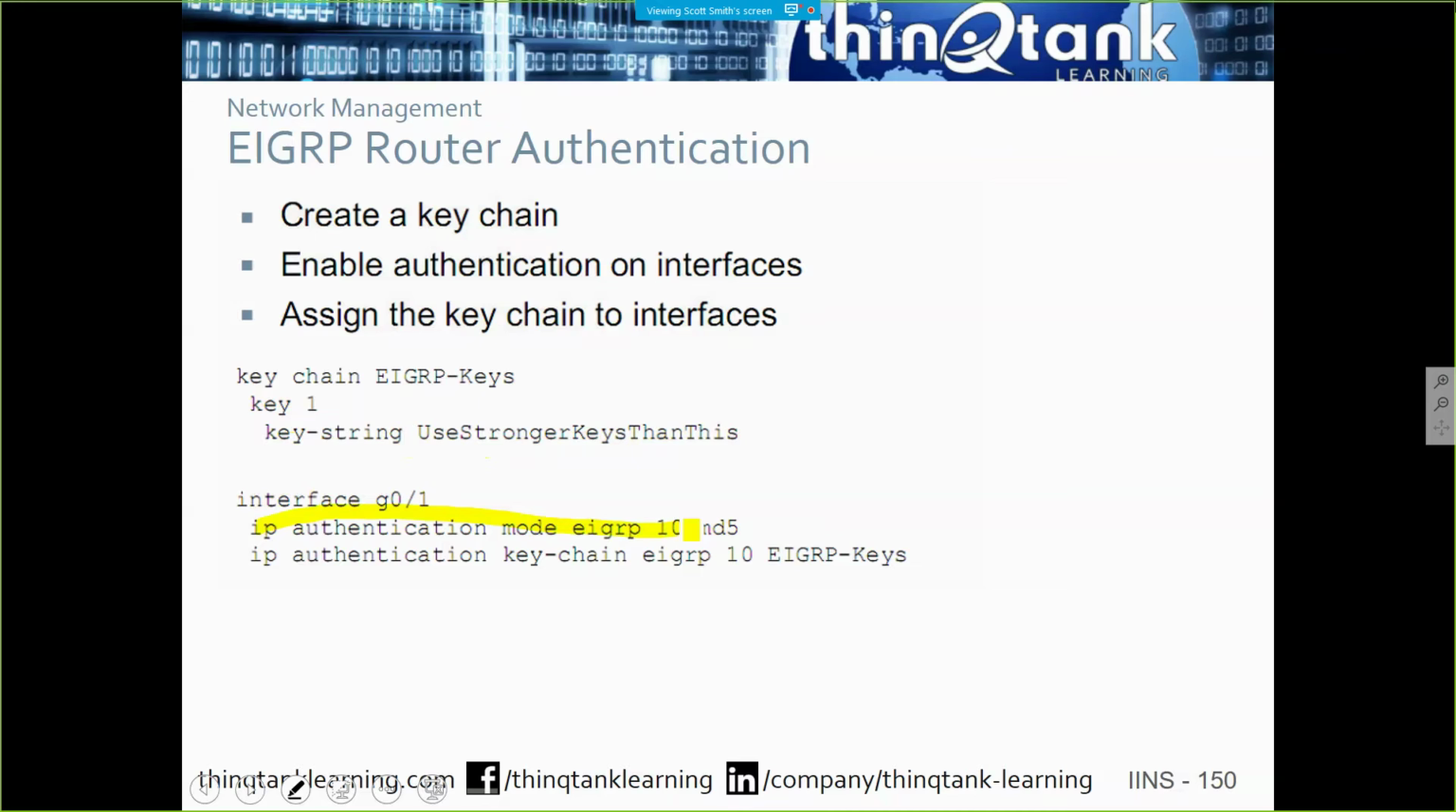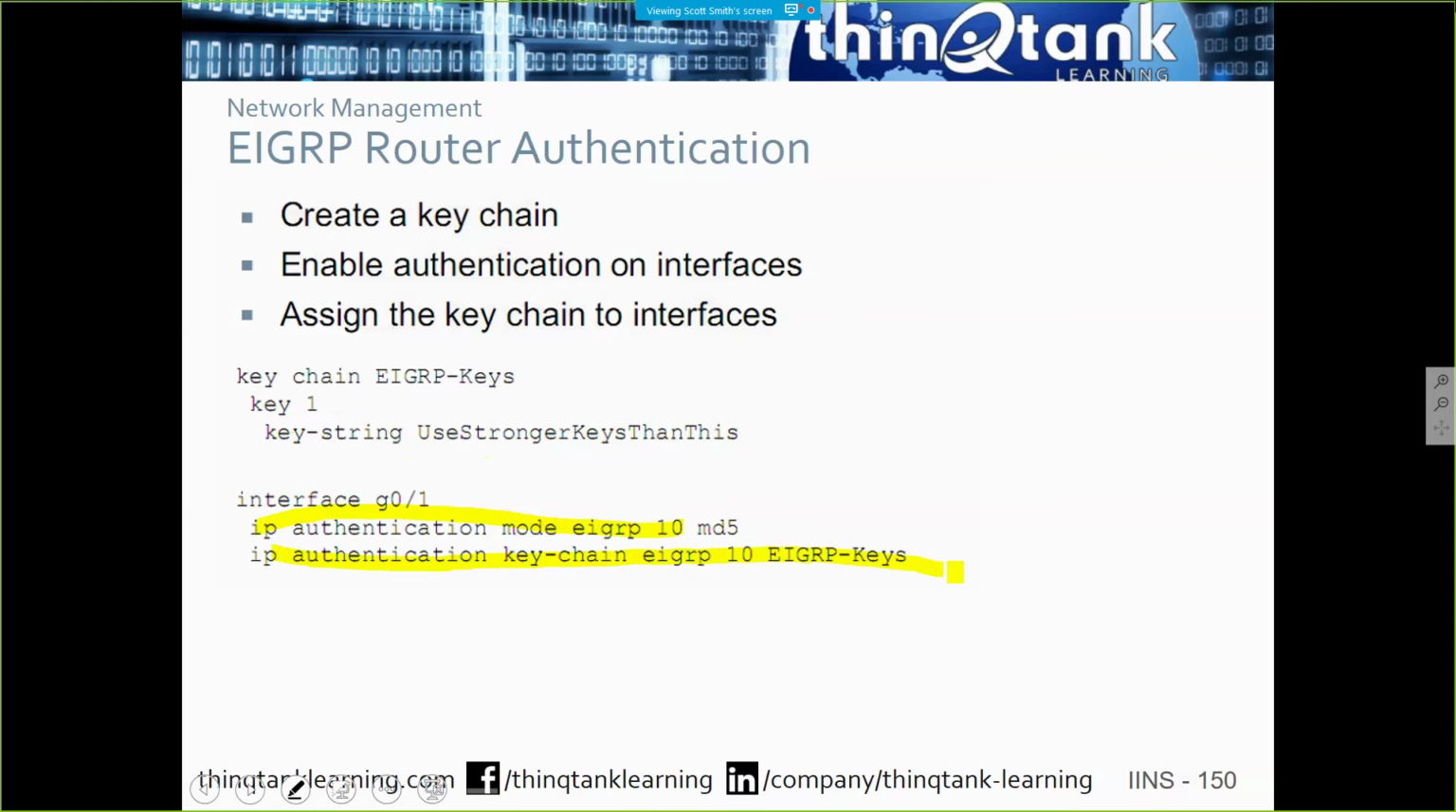So you can't run SHA. Maybe in future releases of EIGRP they'll add additional options, but as far as I've seen, with the latest version of code, MD5 is the only option. Okay? And then we apply the key to the interface. So this routing protocol authentication is done on a per interface basis, meaning that you can run authentication with some neighbors, but you don't have to run authentication with other neighbors. Does that make sense? Yeah.